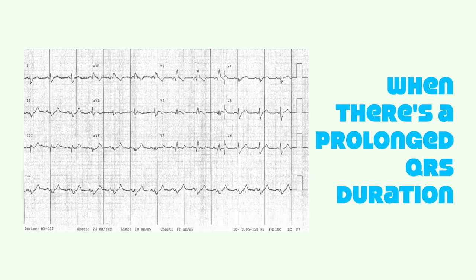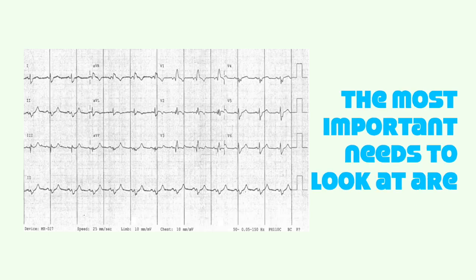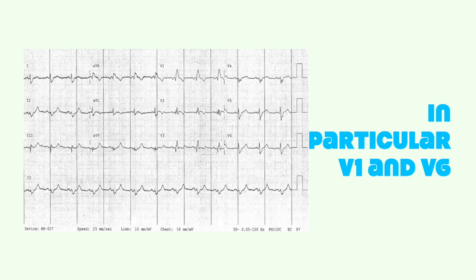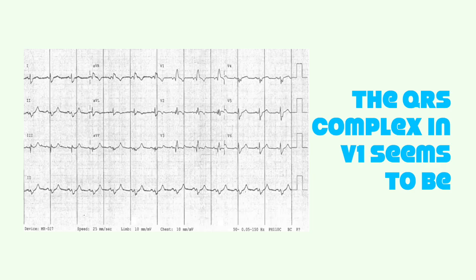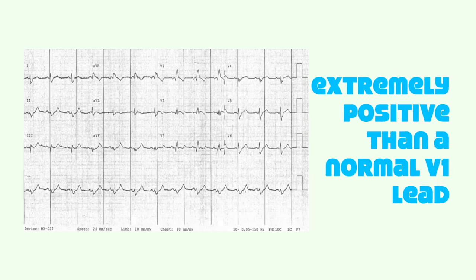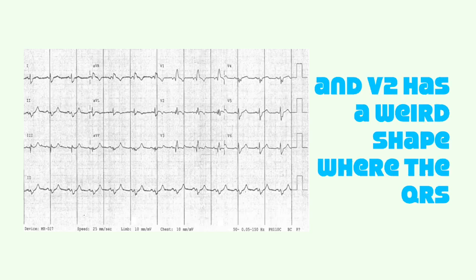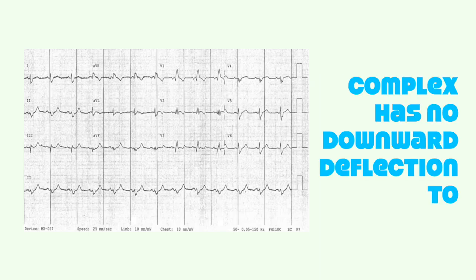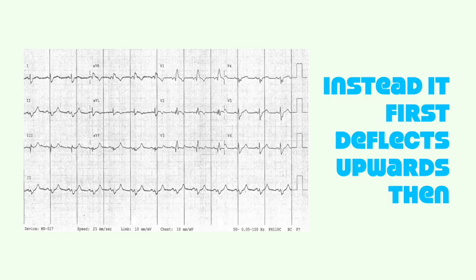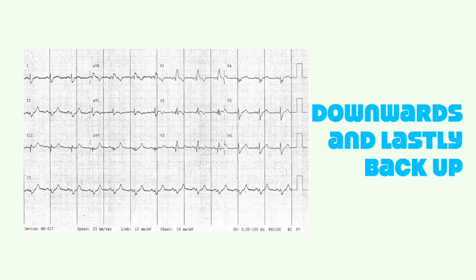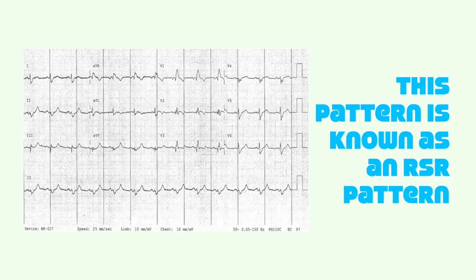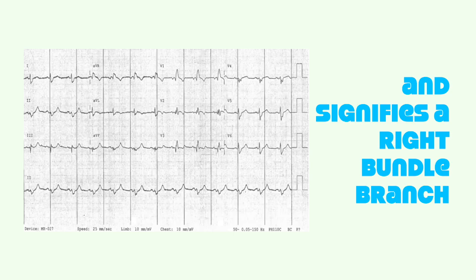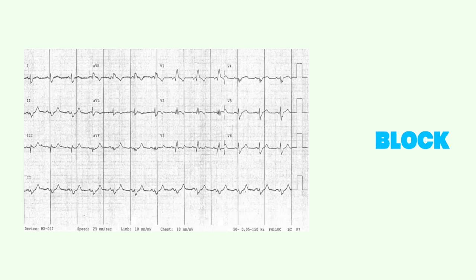When there's a prolonged QRS duration, the most important leads to look at are the chest leads, in particular V1 and V6. The QRS complex in V1 seems to be extremely positive compared to a normal V1 lead. And V2 has a weird shape, where the QRS complex has no downward deflection to start with. Instead, it first deflects upwards, then downwards, and lastly, back up. This pattern is known as an RSR pattern and signifies a right bundle branch block.